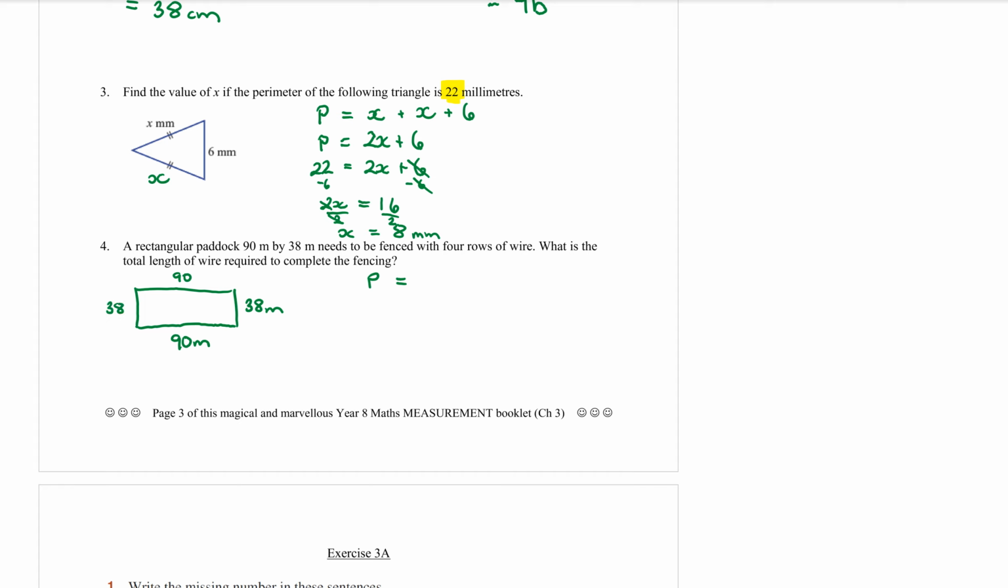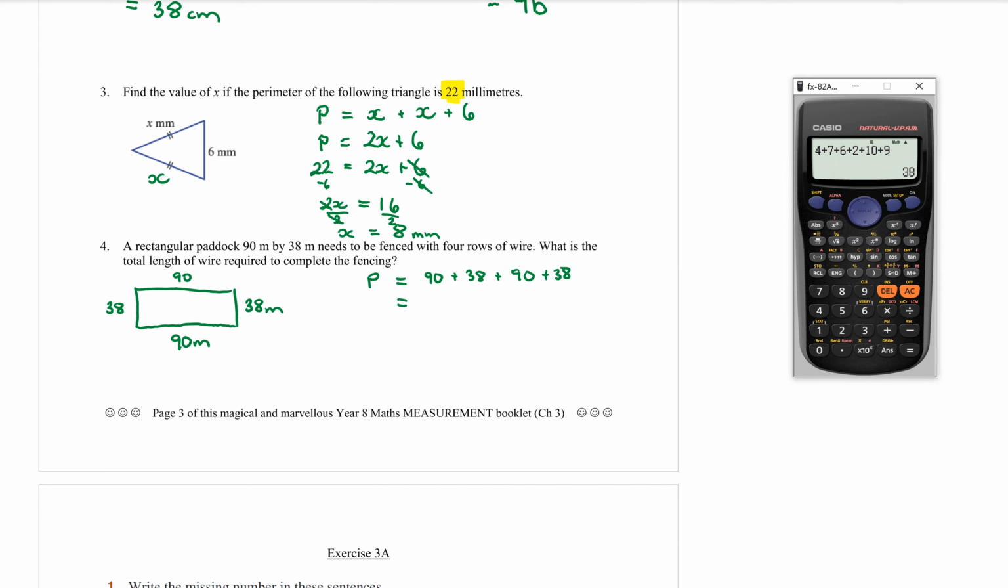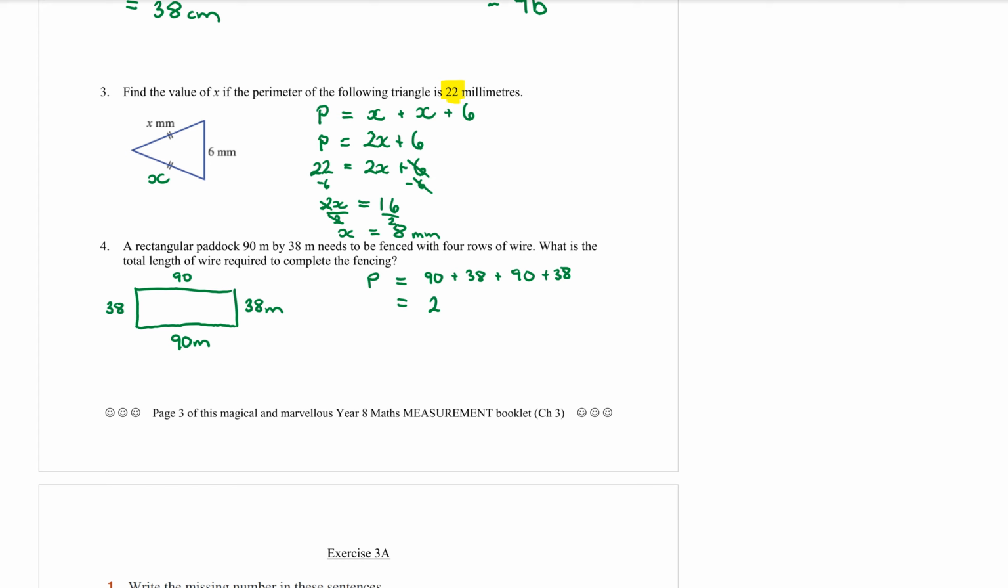Okay, so perimeter is 90 plus 38 plus 90 plus 38. Okay, so that's 256. And that's in meters. That's the perimeter.